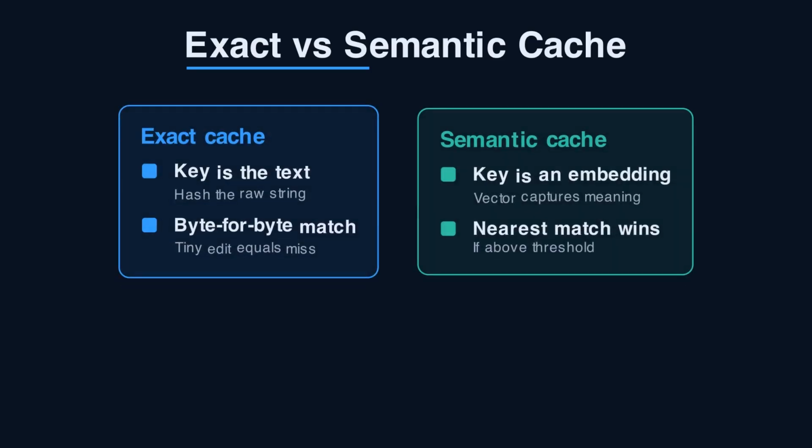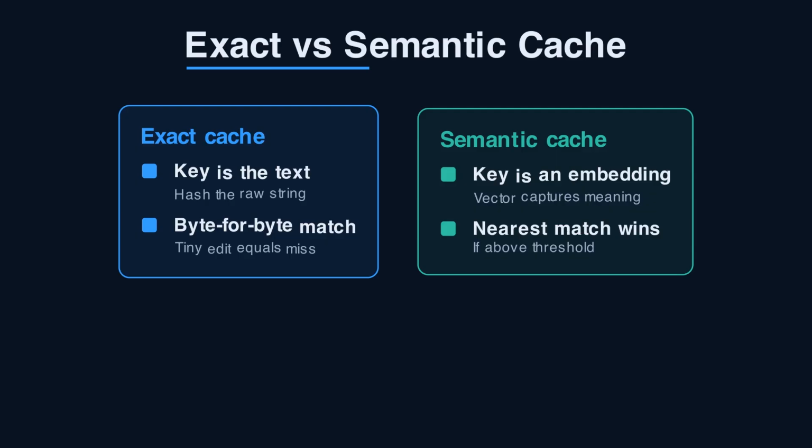The key is the literal prompt, and you get a hit only on a byte-for-byte match. A semantic cache replaces equality with similarity. Instead of hashing the text, you convert each prompt into a vector embedding, a list of floating point numbers that captures meaning. Two prompts that mean roughly the same thing land close together in that vector space. So the lookup becomes find the nearest stored vector, and if it's close enough, return its cached answer.